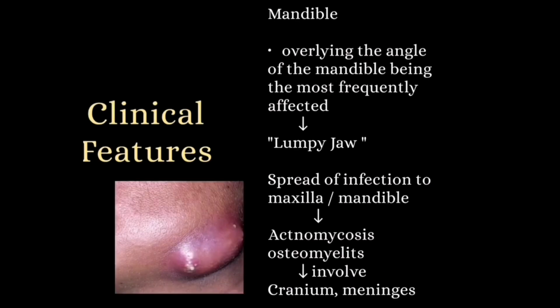From the figure, we can see a mandible resembling a lumpy jaw, as is our clinical feature too. In the case of the mandible, the angle of the mandible is most frequently affected, and we can see that coloration, red or reddish purple. When it spreads to the mandible or maxilla, the mandible is more prone to the disease, and if it spreads to the bone, it may lead to actinomycotic osteomyelitis, and that may involve the cranium, causing meningitis of the brain.